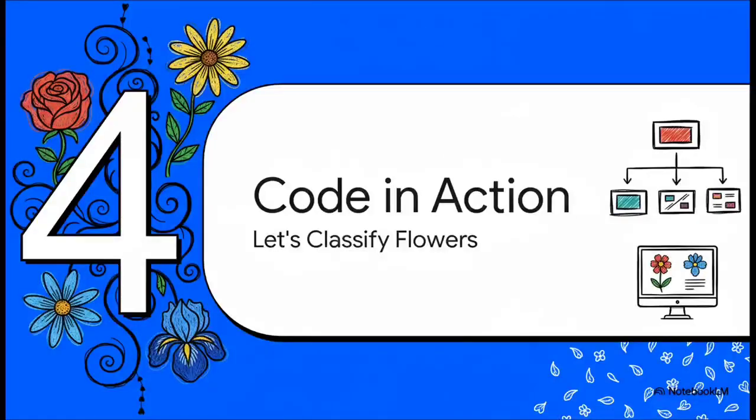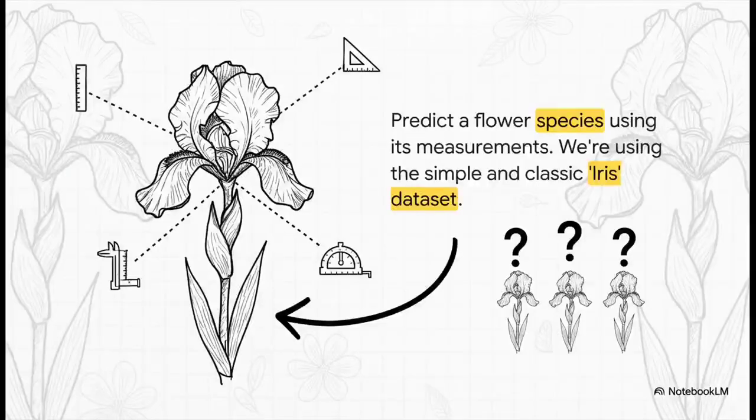Okay, enough theory. Let's see how all this stuff actually works in a real, simple code example. We are going to teach a computer how to tell different flower species apart just by looking at their measurements. So, the goal is pretty simple. We have the measurements of a flower's petals and its leaves, and we want to predict what species it is. For this, we're using the famous IRIS dataset.